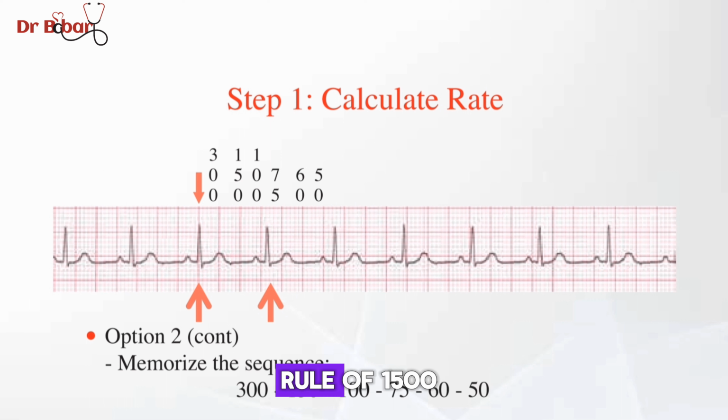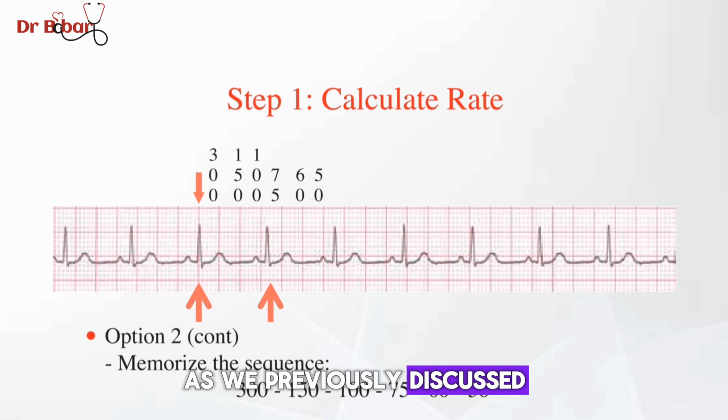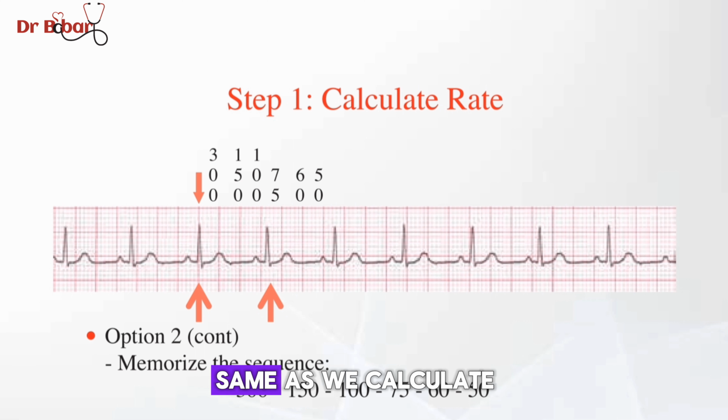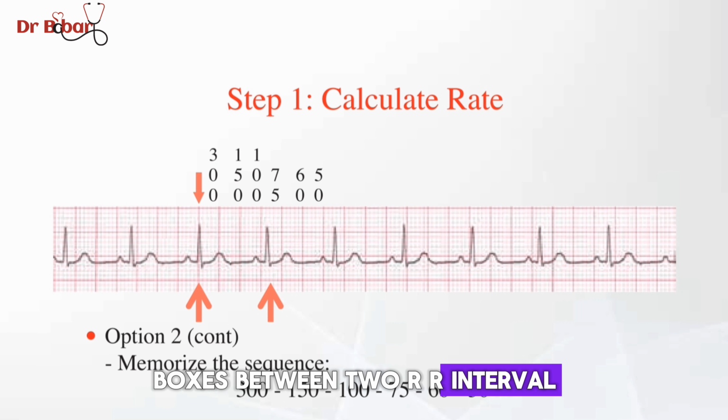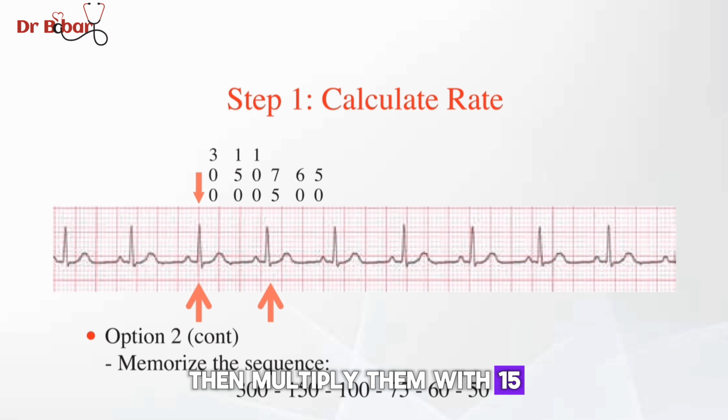Another method is the rule of 1500. How to assess the rate with the rule of 1500? As we previously discussed for the rule of 300, we calculate the rate the same way in the rule of 1500. First locate the RR intervals, then count the number of small boxes between 2 RR intervals, then divide 1500 by that number. The answer will be 100.